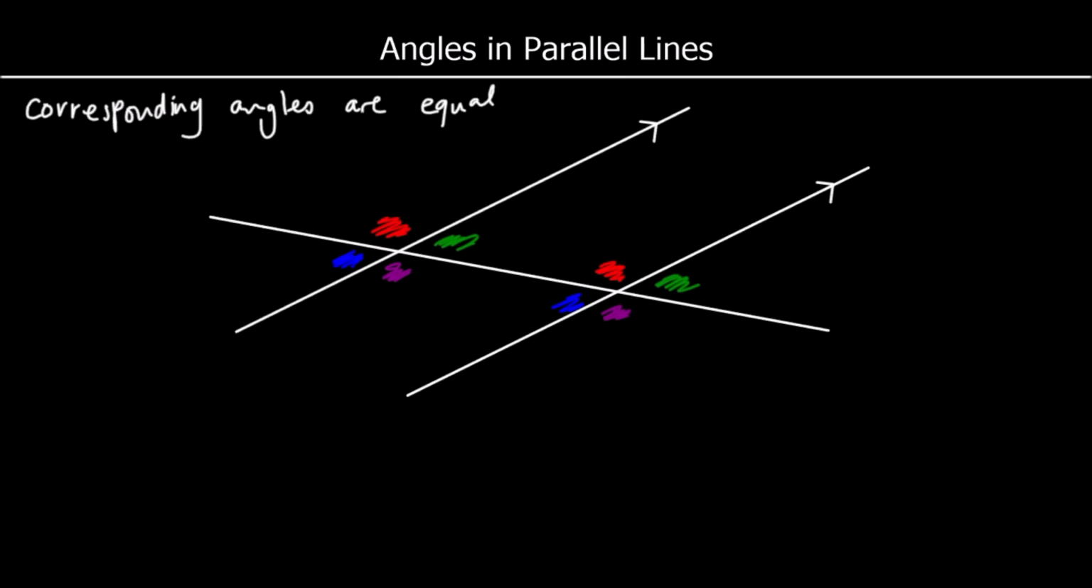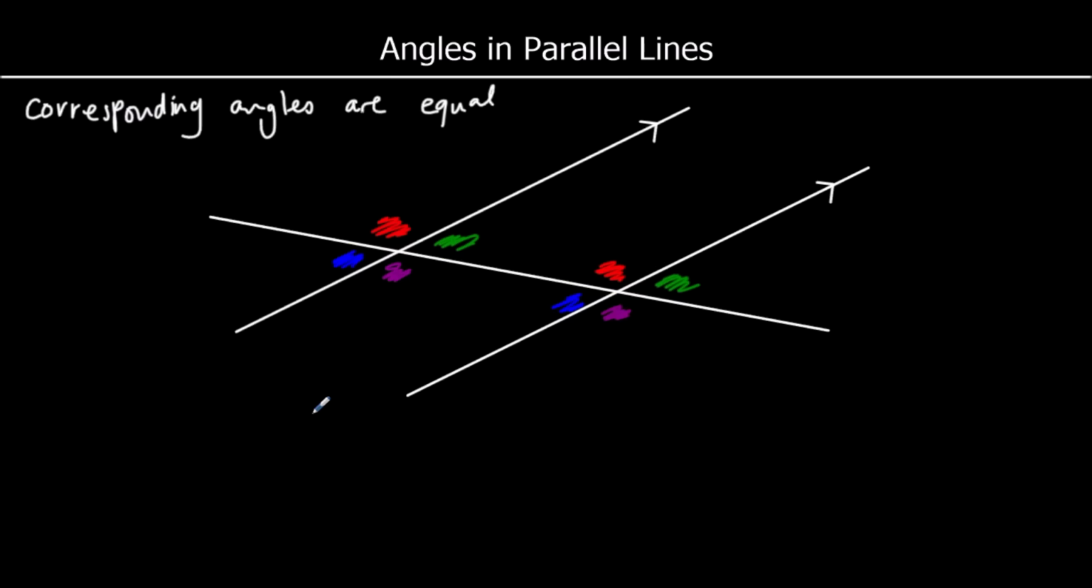And some people say that corresponding angles make an F shape. So you can see the two purple angles are in the inside of this F shape. And the same with any of them. So these two red angles are in the inside of this F shape. So they are corresponding angles.